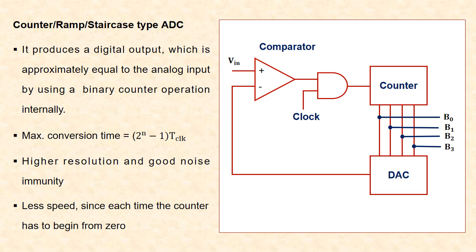The maximum conversion time of counter ADC is (2 to the power n minus 1) times T clock. Here T clock is the clock time period, and n is the number of bits. It has higher resolution and good noise immunity. Counter ADC has less speed because each time the counter has to begin from 0.